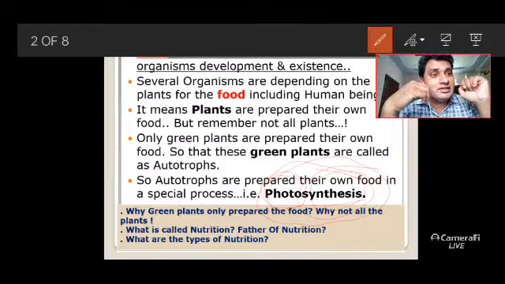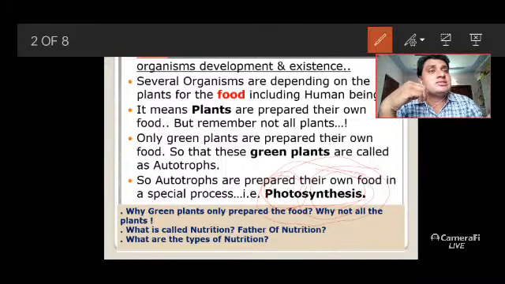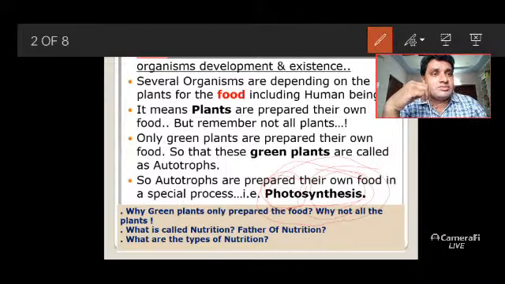I already told you why only green plants prepare the food. Yes, there is a reason. Why not all the plants? That means green plants have a special characteristic or special pigment, and because of that, only green plants prepare the food items. That we can explain to you later.